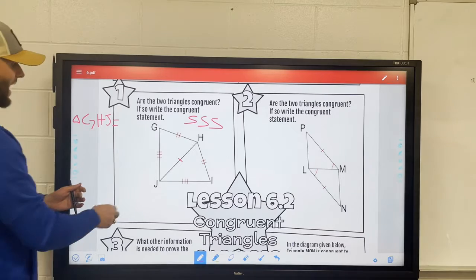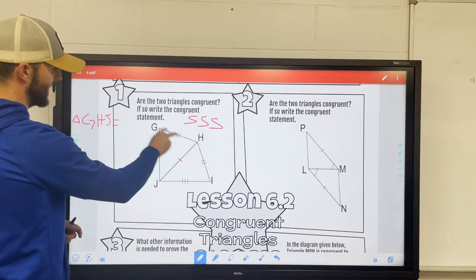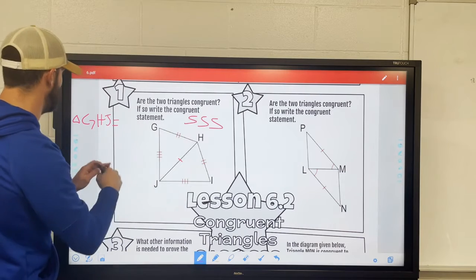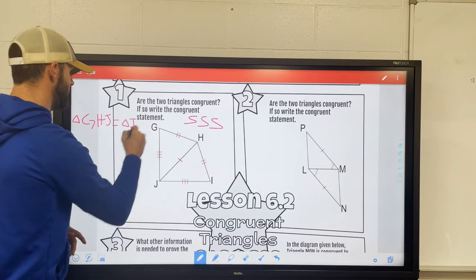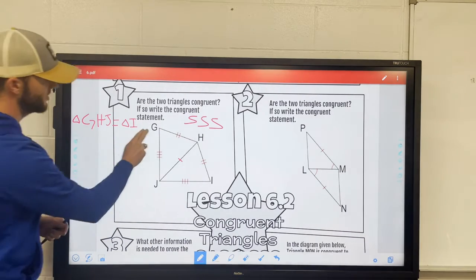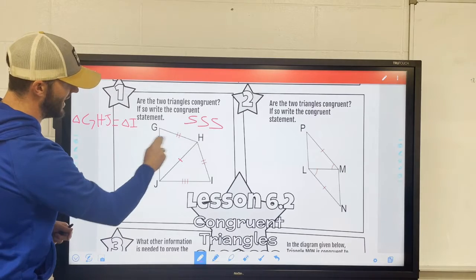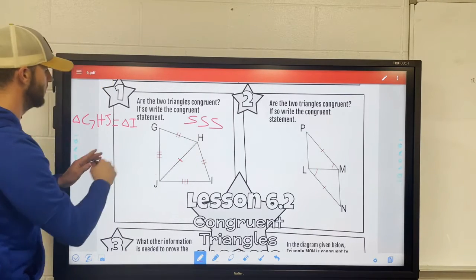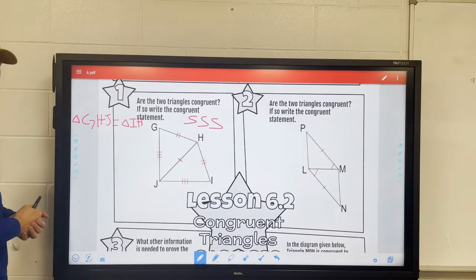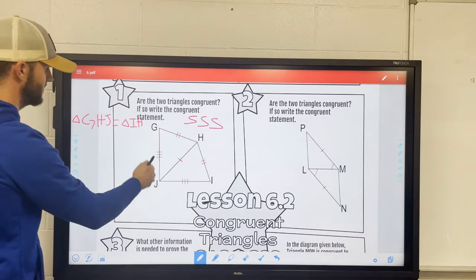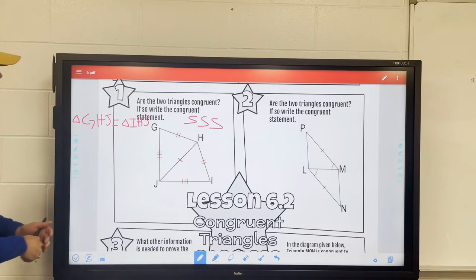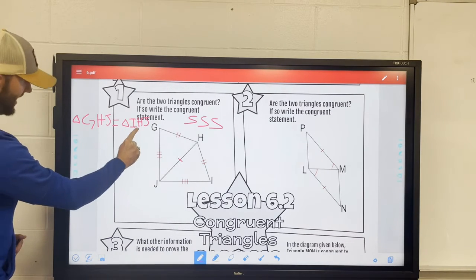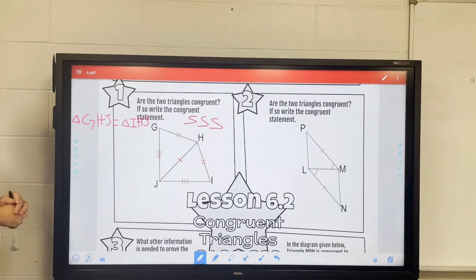So right now I have the 3 side and the 2 side make up G. Over here the 3 side and the 2 side make up I. So triangle I. H, the 2 side and the 1 side make up H, and the 2 side and the 1 side make up H here too. So H is going to be the second letter, and the only letter left is going to be J. So in this instance, G is congruent to I, H is congruent to H, and J is congruent to J because those are the same thing.